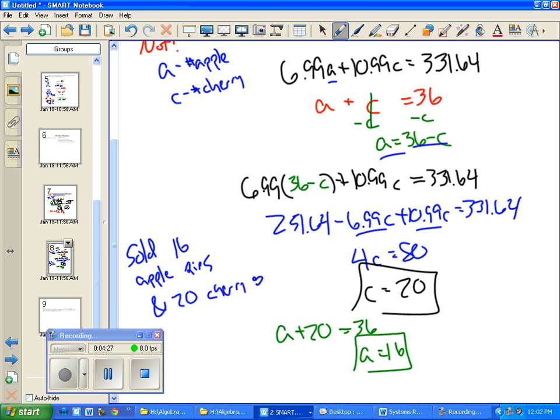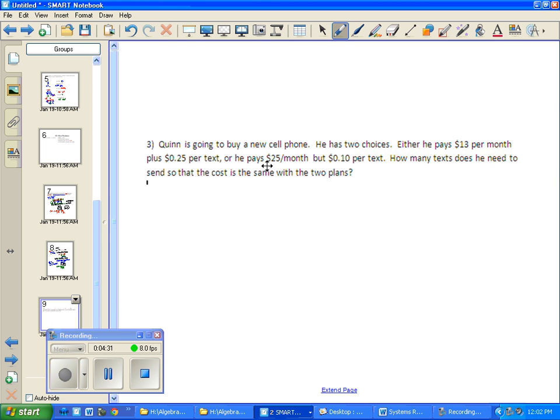Last question. You can pay $13 a month plus a quarter per text, or you can pay $25 a month and 10 cents per text message. I want to know, when does it cost the same? Well, there's only one real variable in this problem, and that's how many texts do I need to send. So this one's going to be pretty easy to set up because I can just write one equation. $13 plus 25 cents per text equals $25 plus 10 cents per text.